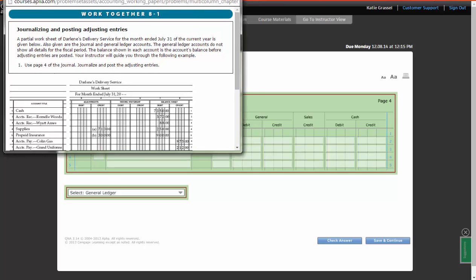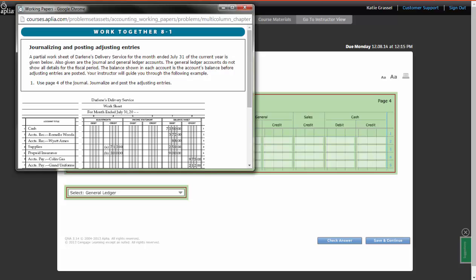Okay, so when I open up 8.1, my directions tell me that I have a partial worksheet of Darlene's delivery service for the month ended July 31st of the current year. Also given is the journal and the ledger accounts. The general ledger accounts do not show details for the fiscal period. The balance shown in each account is the account's balance before adjusting entries are posted, and I'm going to guide you to the following example.